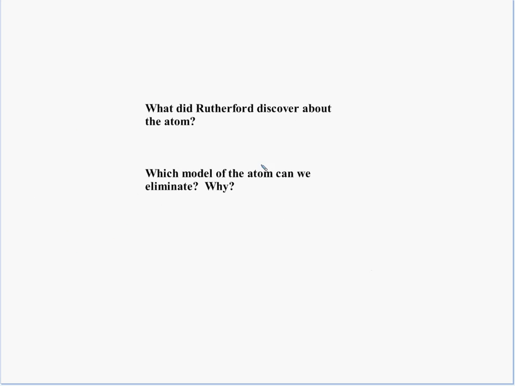So what did Rutherford discover about the atom? Which model can he eliminate? Again, you should know these. If you don't, you better figure it out right now and be ready for next class.